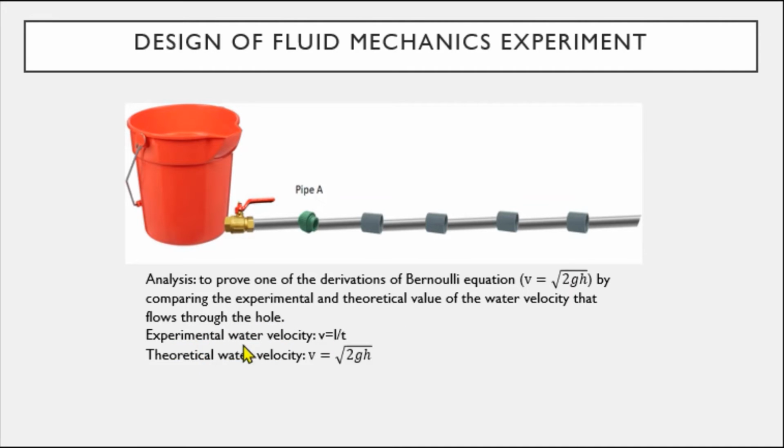And the experimental water velocity is gained from the formula V = L/T, where L is the length of the pipe from the faucet to the end, and T is the time the water travels from the faucet to the end of the pipe. And for the theoretical water velocity, I will use the Bernoulli equation, V = sqrt(2gh).